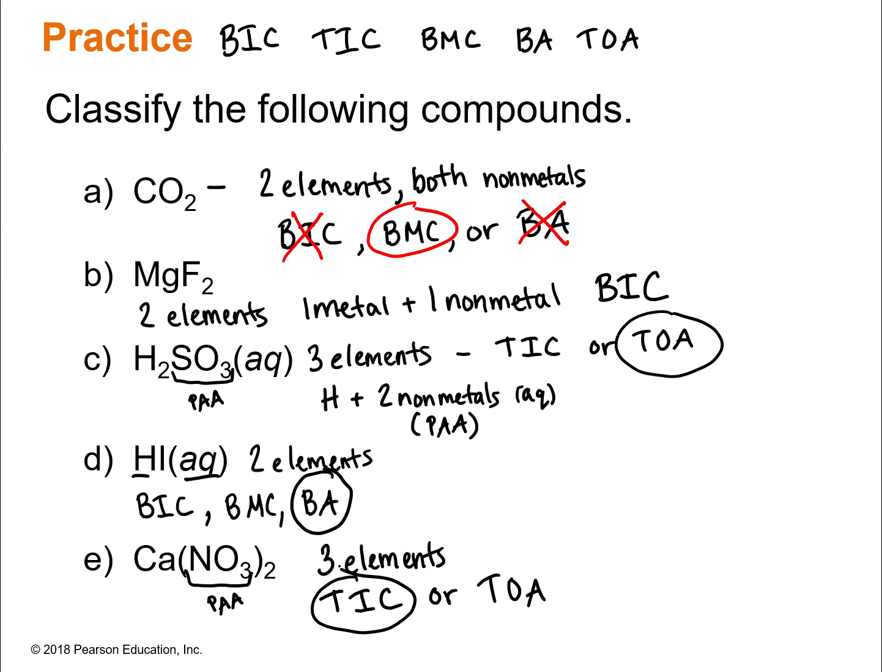Some of the questions for this will be multiple choice, some of them will be fill in the blank or matching. So make sure that you can do this kind of reasoning. We'll do some more practice as we go through. The reason why we have to figure out what kind of compound we have is because that tells us how to name the compound and how to take a name and write the formula, which is what we'll be doing towards the end of the class.